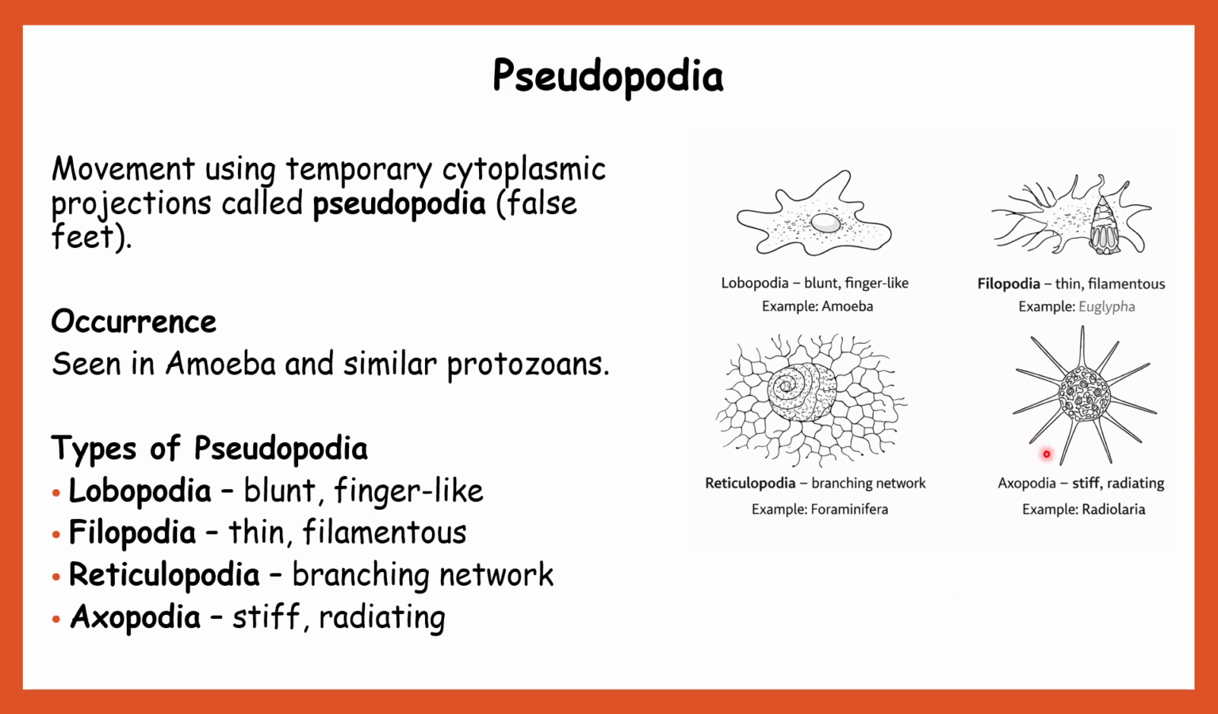Here we can observe stiff, radiating, very sharp axis-like cytoplasmic projections coming outside from the protozoan body. This type of pseudopodia is known as axopodia, and the example for this category is radiolarians.